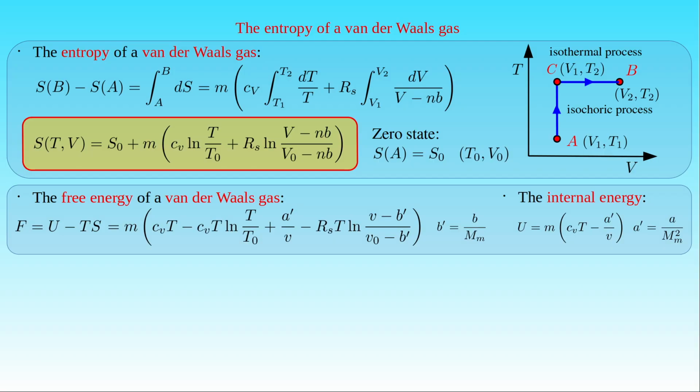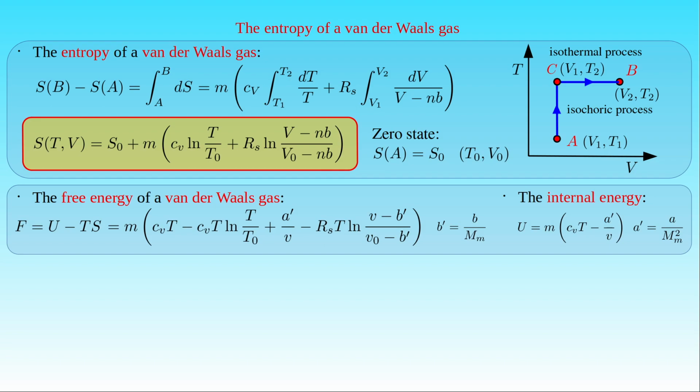A comparison with the free energy of an ideal gas shows that the free energy of a real gas in the van der Waals approximation has the correction constant B' for the specific volumes V and V0, and the extra term A' over the specific volume V due to the pressure correction term in the equation of state of the gas.